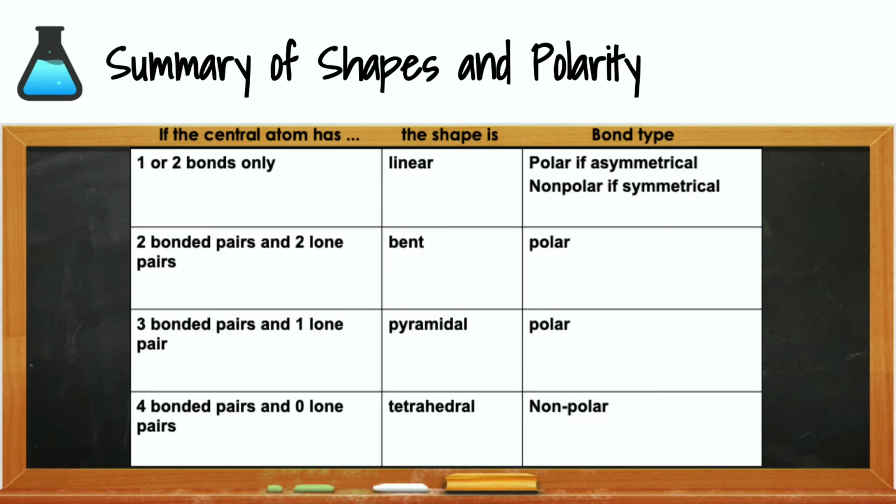The four major shapes of covalent molecules that you will need to know are the linear, bent, pyramidal, and tetrahedral shapes. Take a moment to pause the video and copy down this chart. We will then work together to explain each part of this chart so that you can correctly identify the three-dimensional shape of covalent molecules using bonding pairs of electrons and lone pairs of electrons around a central atom.